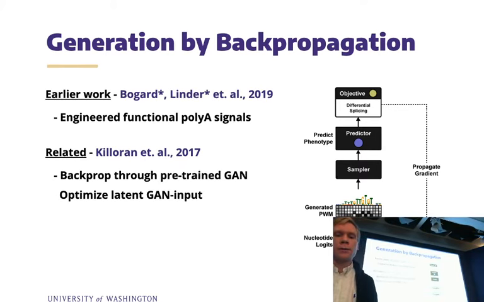In earlier work, we used this scheme to engineer functional polyadenylation signals. And there's also been some really cool related work by Killeron in 2017 that essentially did this scheme, but instead of doing backpropagation directly on one particular sequence instance, did backpropagation through a pre-trained generative adversarial network and optimized the latent input seed to the GAN to have the corresponding generated sequence be optimized for this target function.